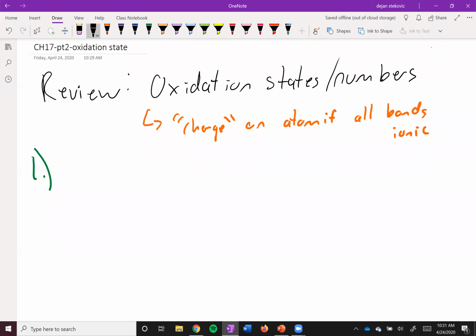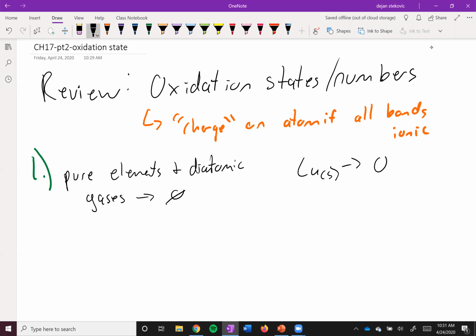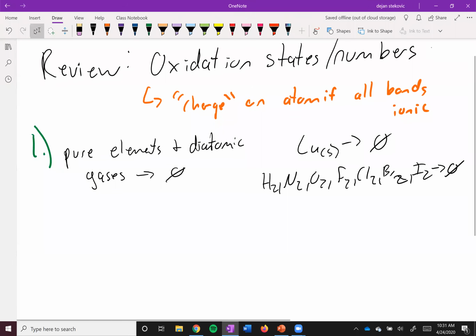So let's review some rules for assigning oxidation states. Remember that pure elements and diatomic gases have an oxidation state of 0. So for example, if you had solid copper, its oxidation state would be 0. And all of the diatomic gases, H2, N2, O2, F2, Cl2, Br2, and I2 also have an oxidation state of 0.